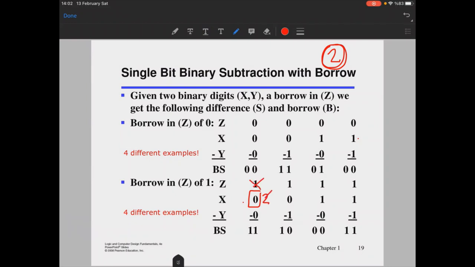First, pay your debt, and you will have one in your pocket. One minus zero is one, and you assign a debt to your neighbor. That's how it works. Now let's take a look at the next one.